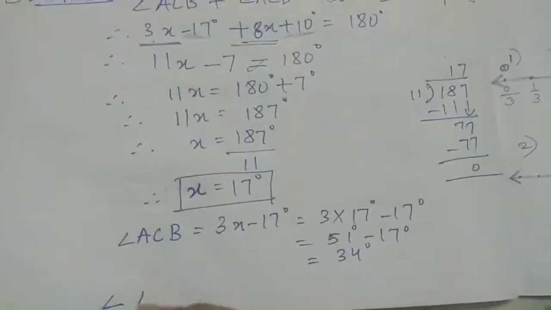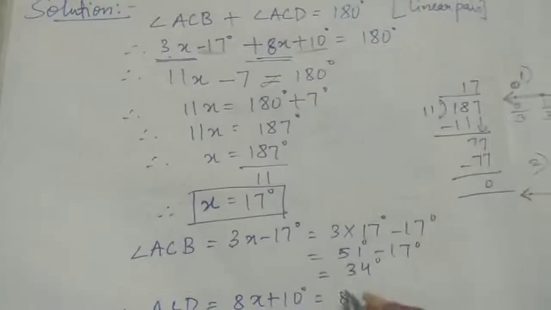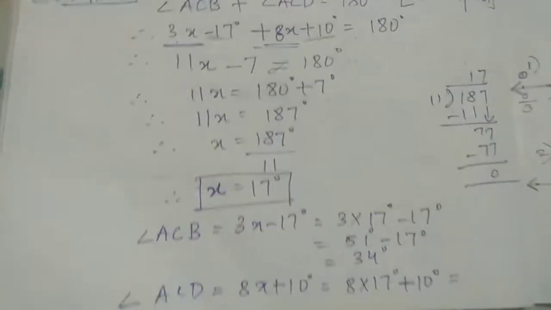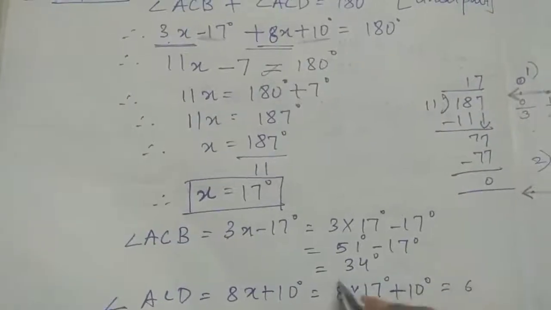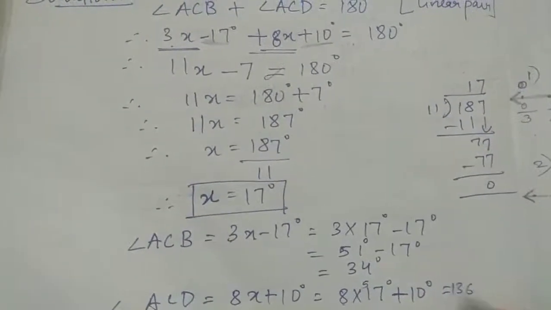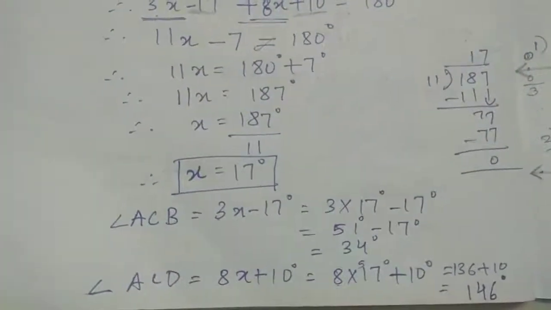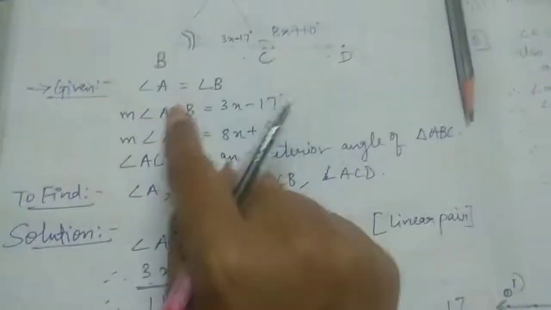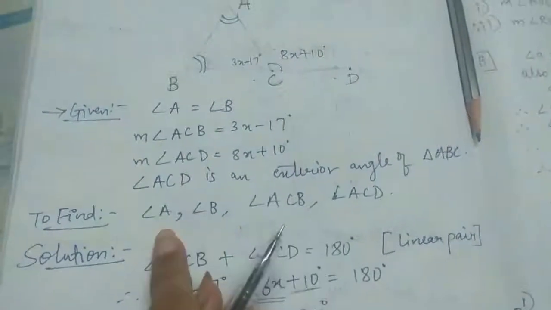Same way, angle ACD is 8x plus 10 means 8 into 17 plus 10 degree. So 8 sevens are 56, and 8 into 17 is 136. 136 plus 10 gives us 146 degree. We got two angles out of four angles. Now we have to find A and B. Now remember, if we get A, we will get B. If we get B, we will get A, because both angles are same.